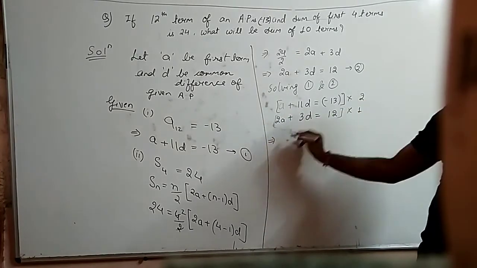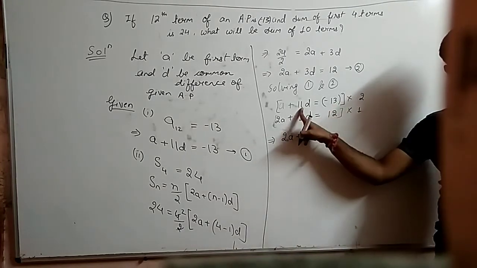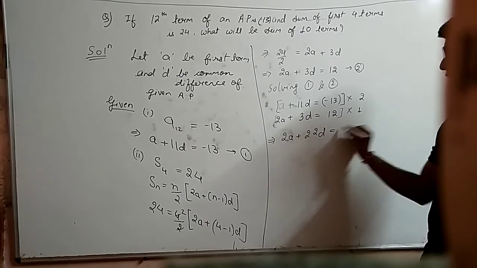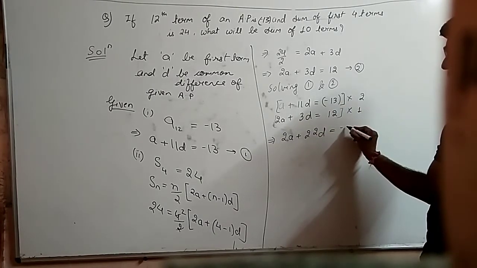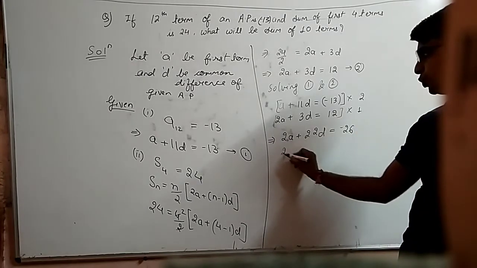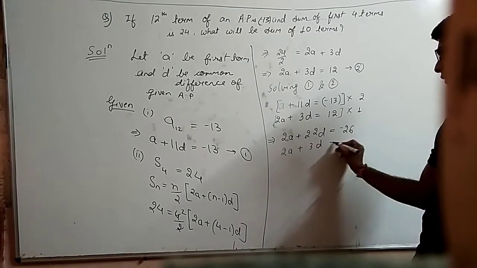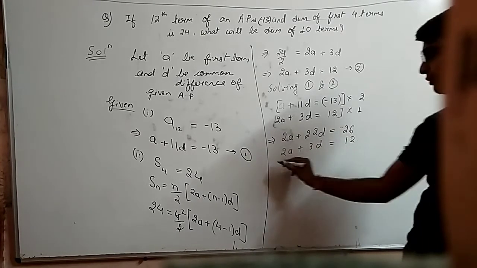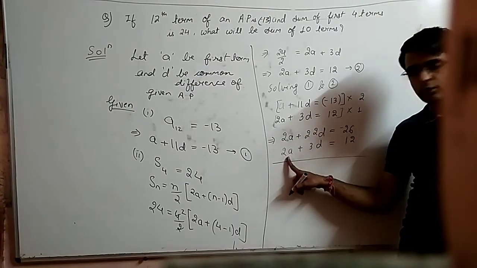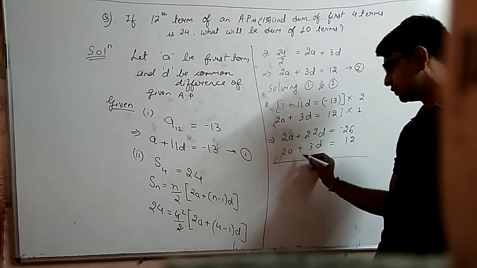See, 2 into a is 2a. Now 2 into 11d is 22d, and 2 into minus of 13 is minus of 26. Here 2a plus 3d is equal to 12. Now see, 2a, 2a both positive, so for elimination we need to subtract.